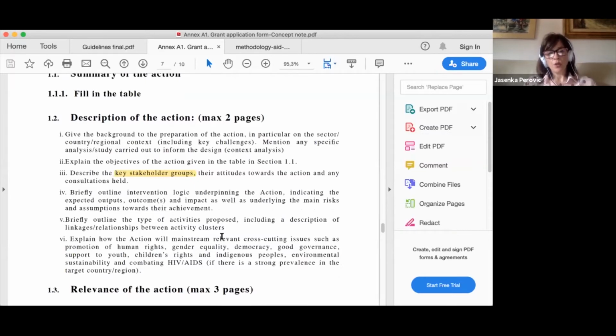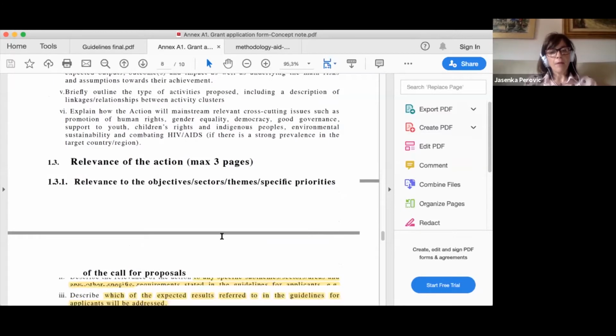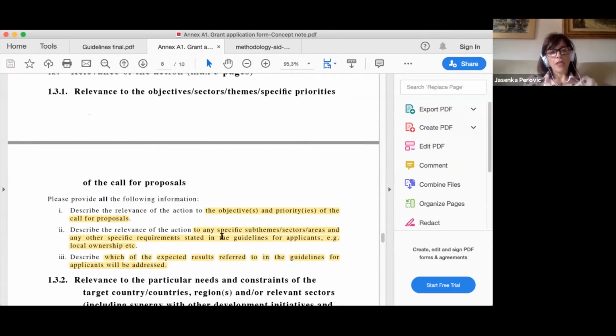But in addition to those that are written here, also pay attention to the cross-cutting issues indicated in the guidelines for applicants, because it is written what you need to address as well. The same is for the relevance of the action, maximum again 3 pages, but every subheading gives you an idea of what should be included in each of these subheadings.